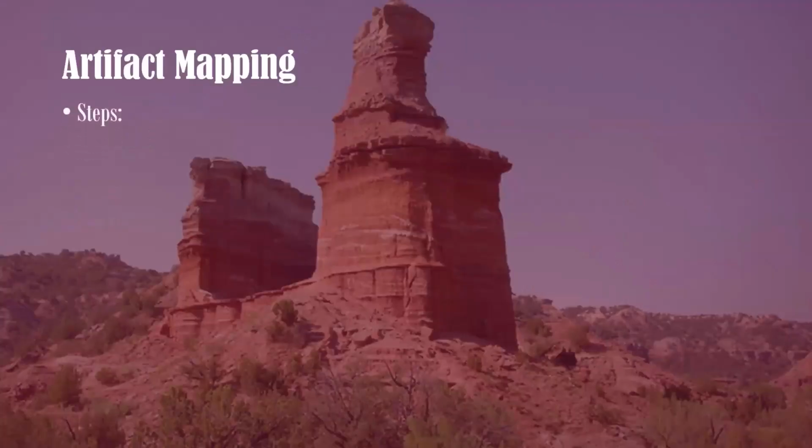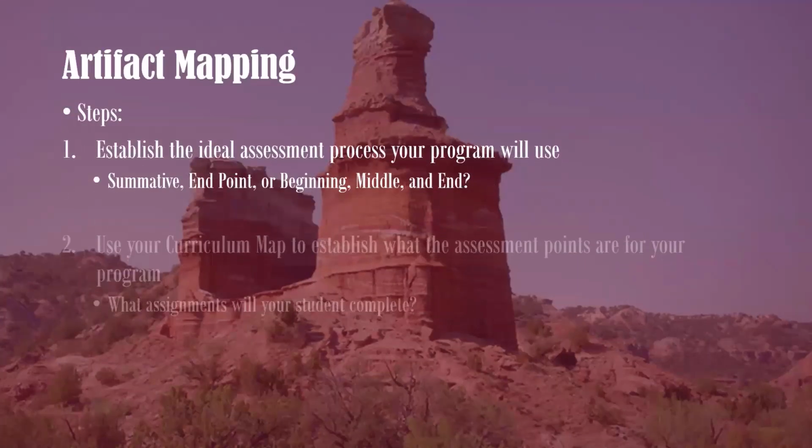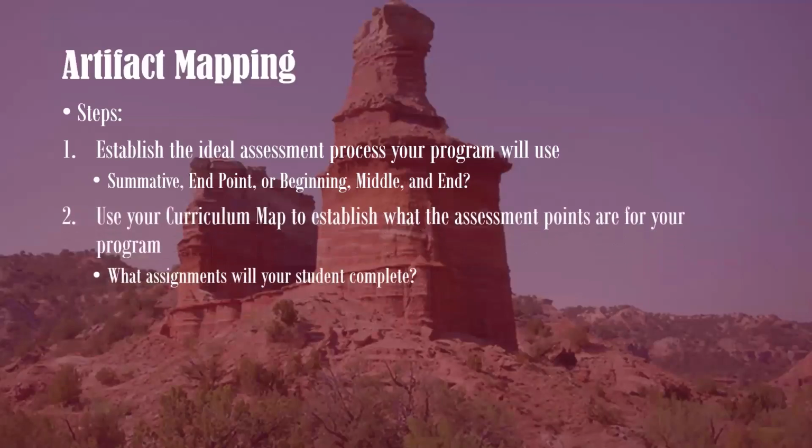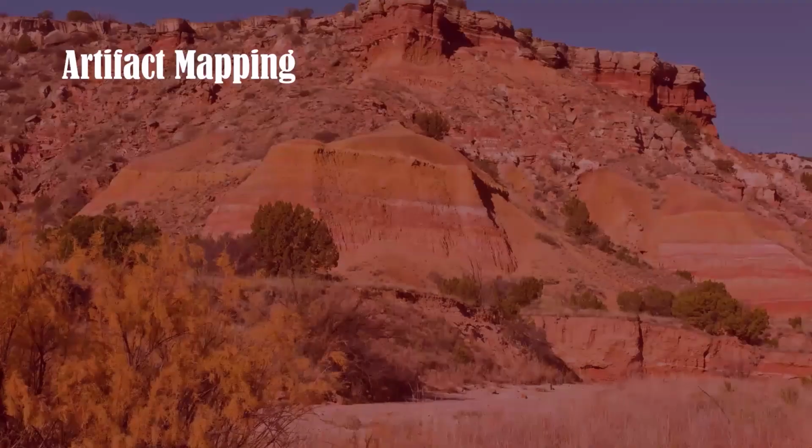To start your artifact map, you must first establish the ideal process your program will use. Then you must use your curriculum map to establish what the assessment points are for the program. Here you can see what assignments your students will complete. Continue this process for each of your program's SLOs. This will give your program a wide range of direct evidence of student learning. Once this process is complete, artifact mapping can begin.